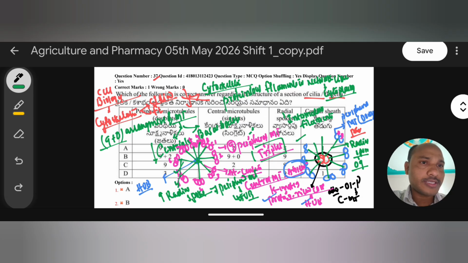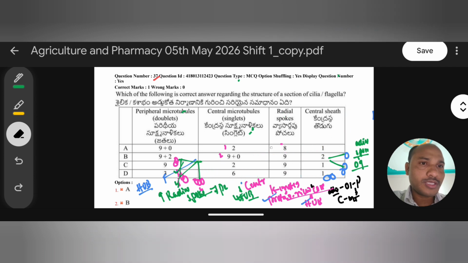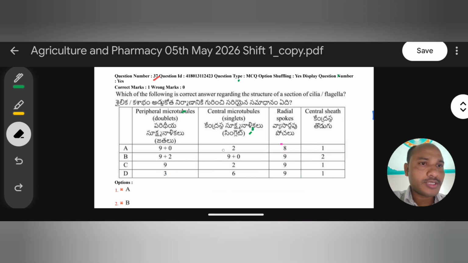So by analyzing all these things, now we will analyze these options. First read the question carefully, then we move on to the options. Here it is giving peripheral microtubules as doublets. Read the first question: choose the correct answer regarding the structure of cilia and flagella.